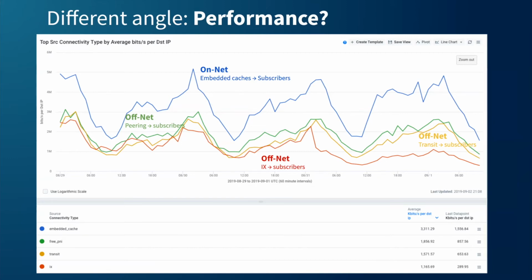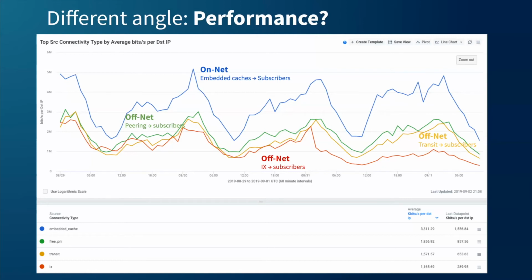Now if you look at all of that in one single curve, it's not going to help you much. The second you break it down by type of connectivity, you learn some interesting things that you did not see before. There is some signal hidden in the noise here. The first thing you notice is that, obviously, embedded caching is more efficient than the other methods of delivering traffic. I'm not saying that the other methods aren't valid, because most of the time they do the job, but there's a noticeable difference in performance. By performance, I mean average bandwidth per unique destination IP.